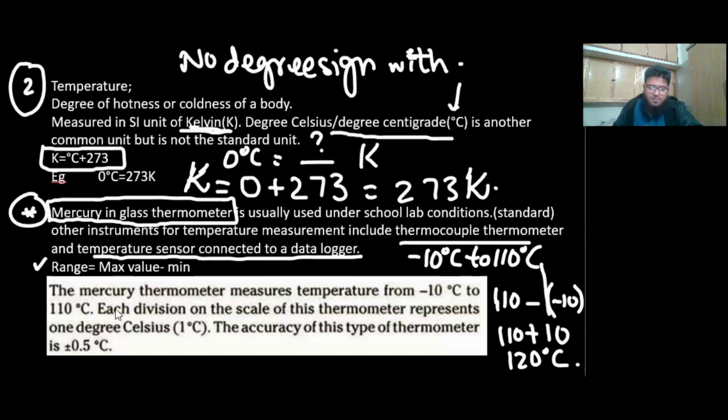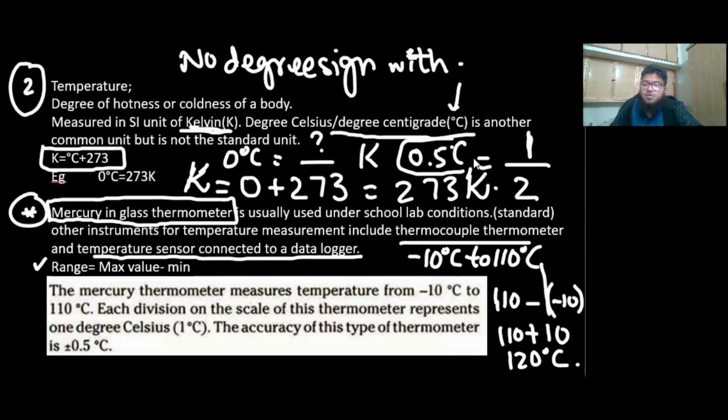Now they told us over here that this thermometer can measure up to 1 degree Celsius, meaning the smallest division on this thermometer scale is 1 degree Celsius. So the formula for calculating the accuracy of a thermometer is simple. You just take the least count, or the least division, and you divide it by 2. This is how you calculate the accuracy of the thermometer, which is 0.5 degrees Celsius.